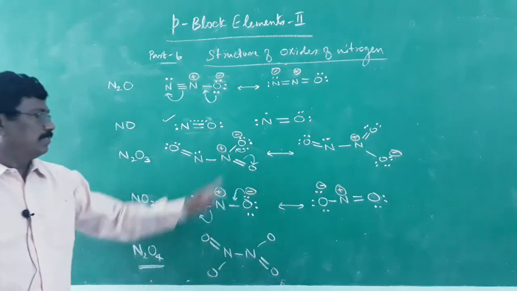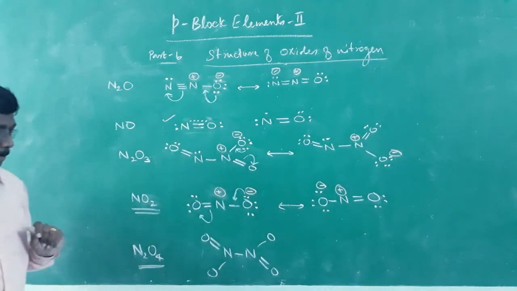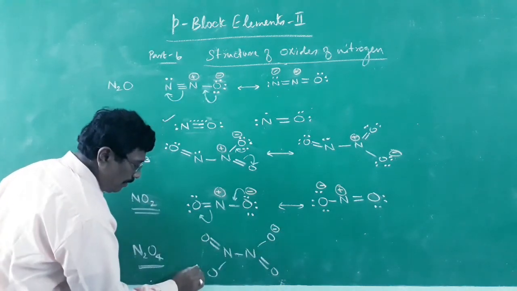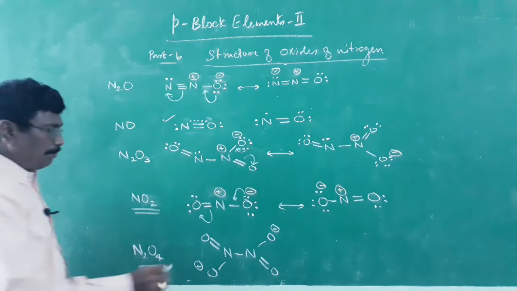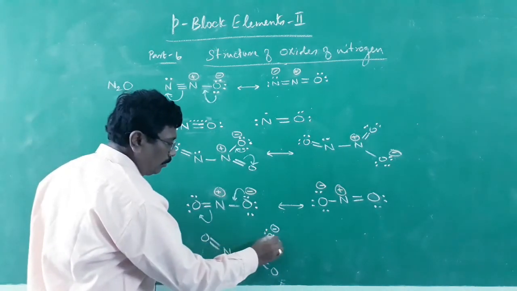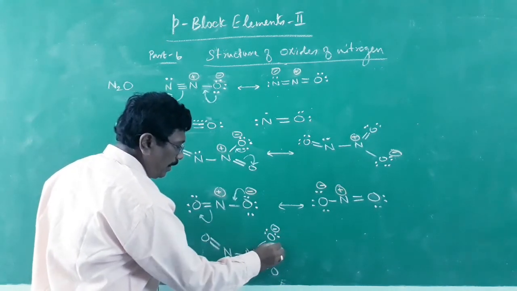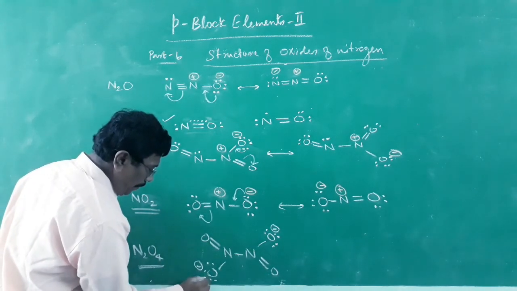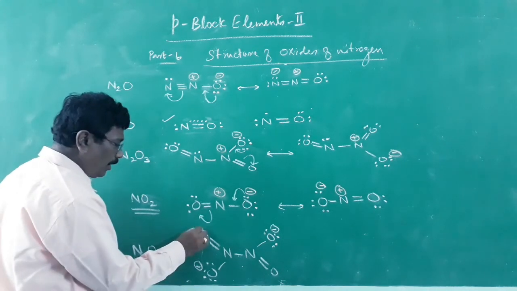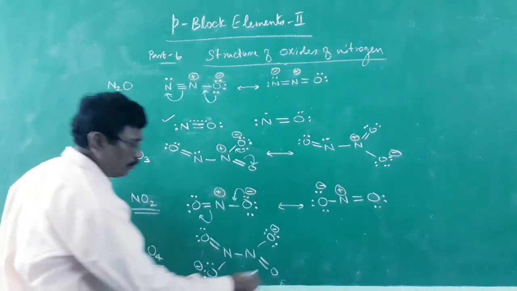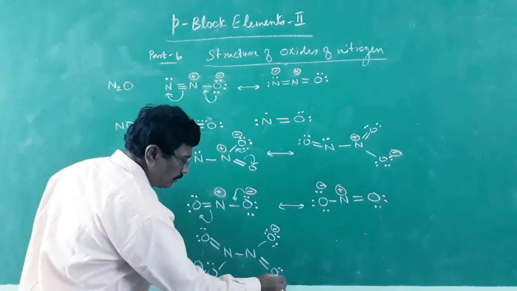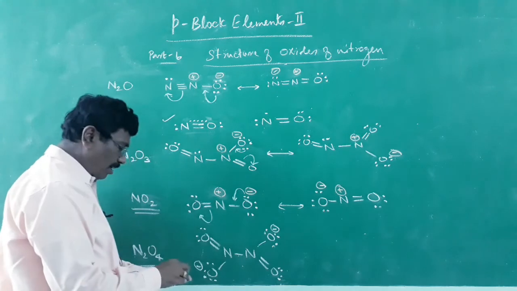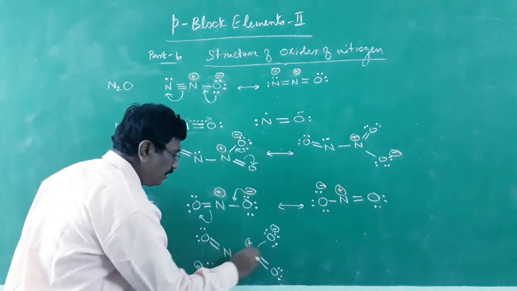N2O4, N2O3. So oxygen, single bond means negative charge. Single bond means 3 electron pairs, 1, 2, 3. 1, 2, 3. Double bond means only 2 electron pairs, 4 electrons. And nitrogen should get positive charge. Why? Because negative charge is found over oxygen. Therefore, it is positive. It is also positive.